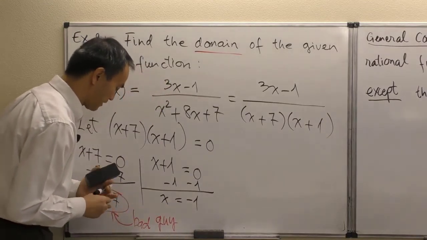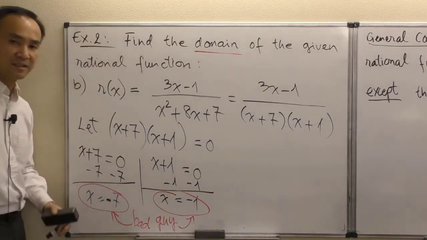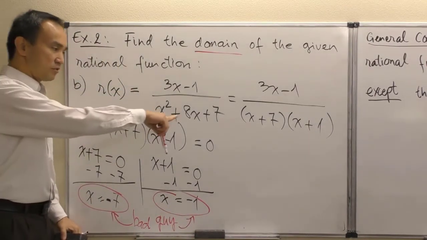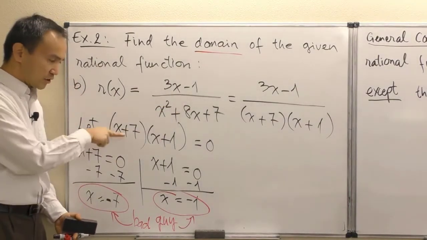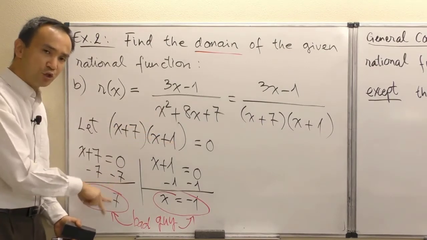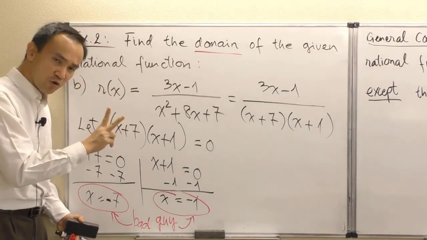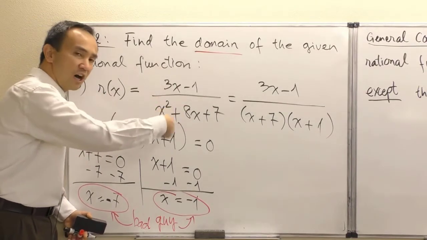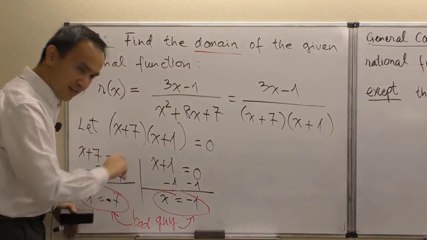So we found another bad guy. In this case, our denominator has 2 zeros. Solving for the denominator equals 0, we have found 2 bad guys. For this entire function, there are 2 bad x values that cause the denominator to equal 0: x equals negative 7 and x equals negative 1.